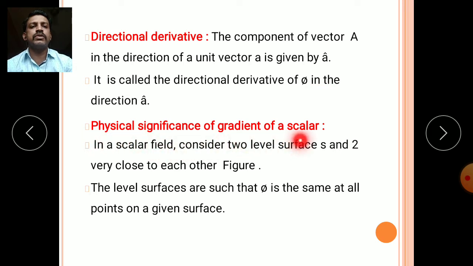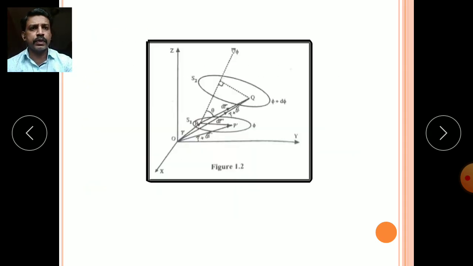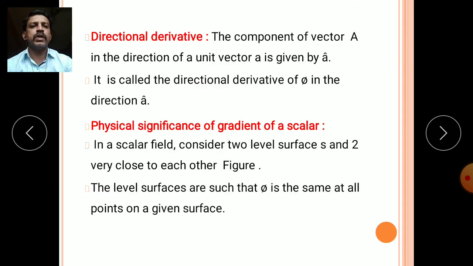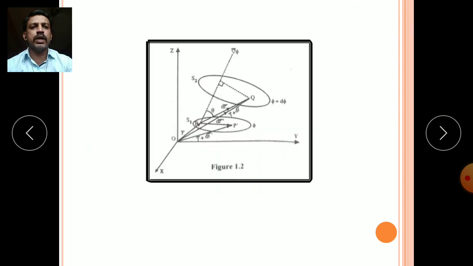Physical significance of gradient of a scalar. In a scalar field, consider two level surfaces S1 and S2, very close to each other as shown in the figure. Here the two surfaces are shown, S1 and S2, the level surfaces such that phi is the same at all points on a given surface. Here the first one is the S1 surface, the second one is the S2 surface.